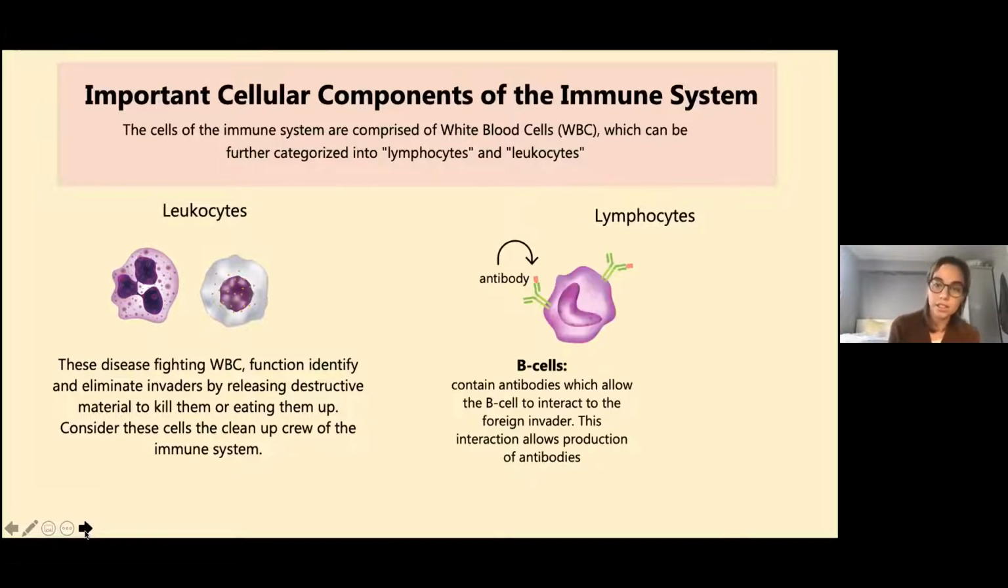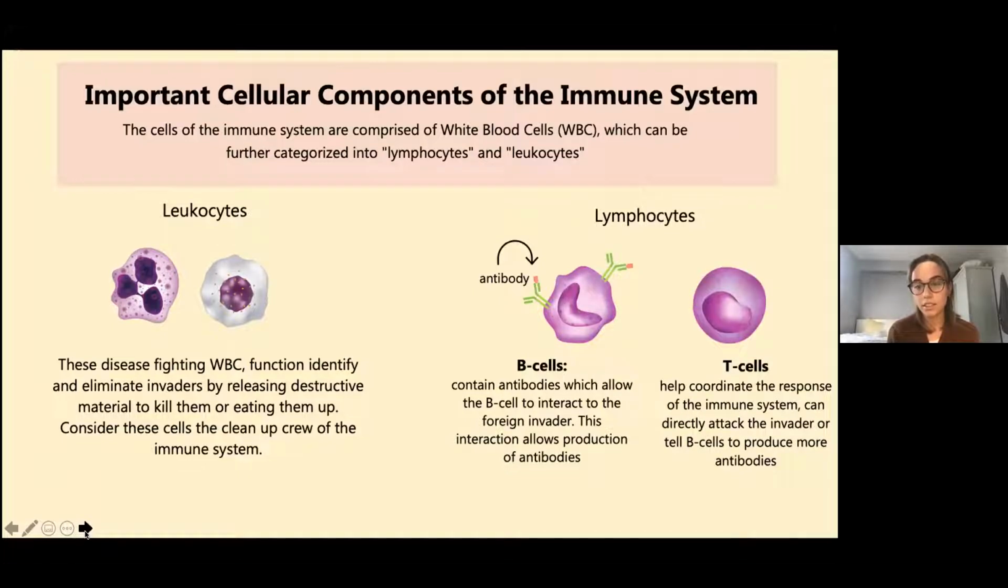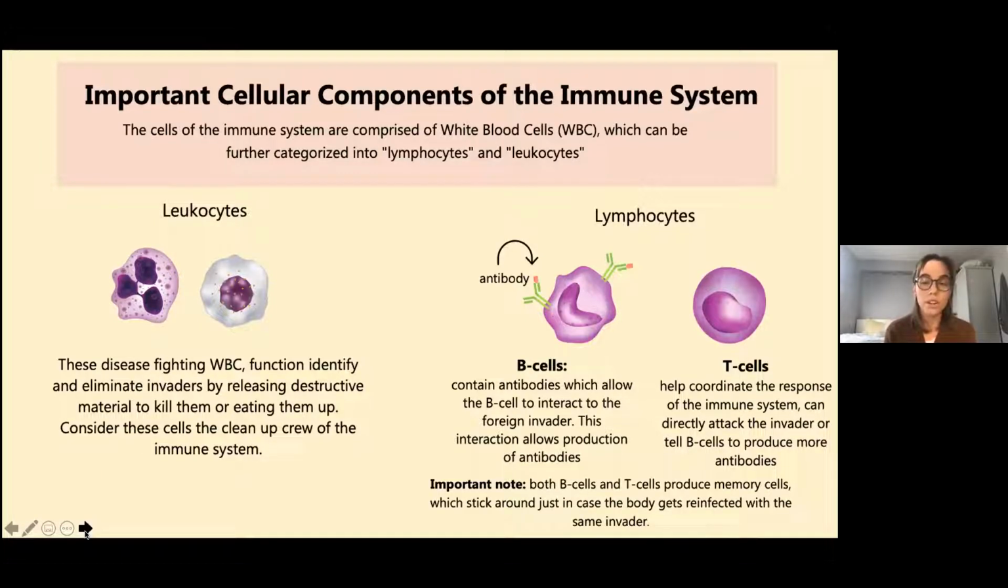Then we have lymphocytes. There's B cells, which contain antibodies, and these antibodies will allow the B cell to bind to any of that foreign invader and mark it for destruction. Then we also have T cells. The T cells help coordinate the immune response and can directly attack the invader and tell the B cells to produce more antibodies, which marks the invader for destruction. One important note here is that both B cells and T cells produce memory cells, which stick around just in case the body gets reinfected with the same invader, and in that case, the cells know exactly what to do.